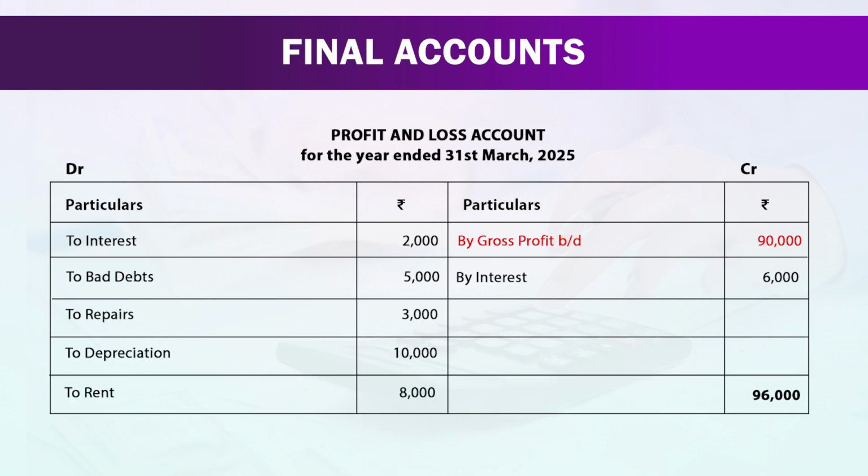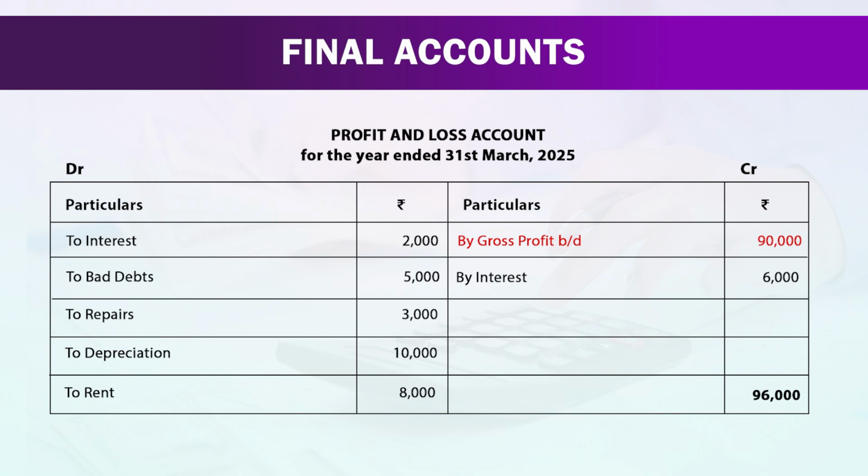Friends, the second component of final account is profit and loss account. So, the gross profit we will transfer to our profit and loss account credit side. Credit side gross profit will disclose rupees 90,000 and we have interest income of rupees 6,000. No other item is given for the credit side of profit and loss account. So, we will have a look at the debit side of profit and loss account.